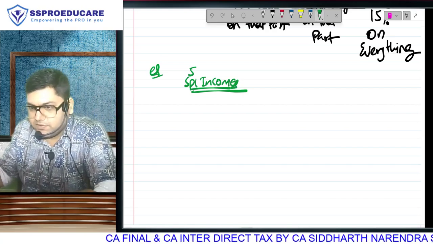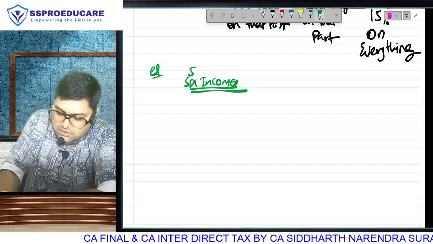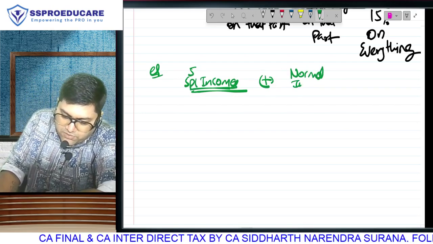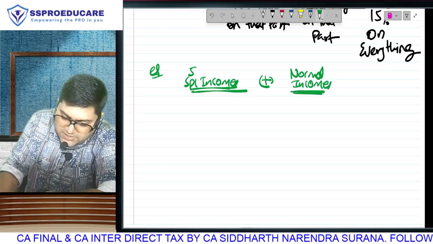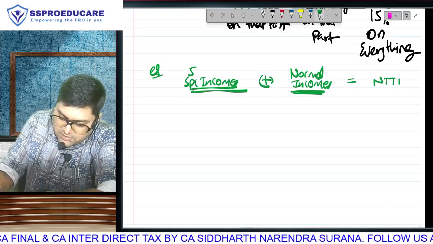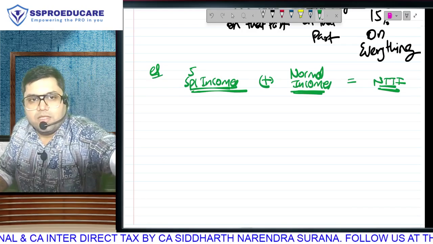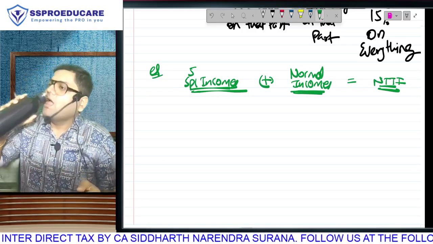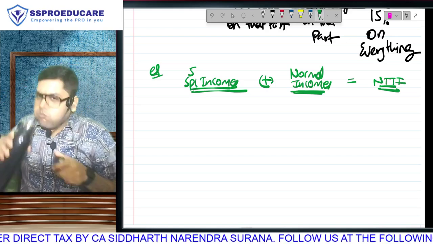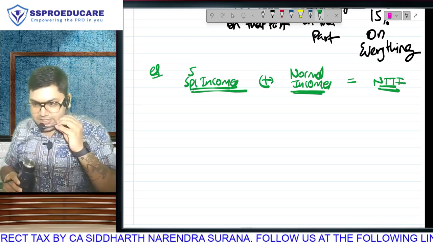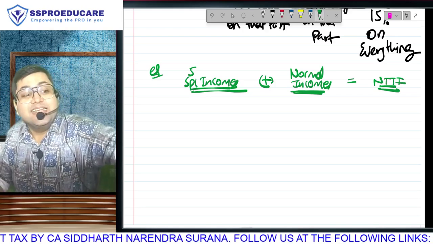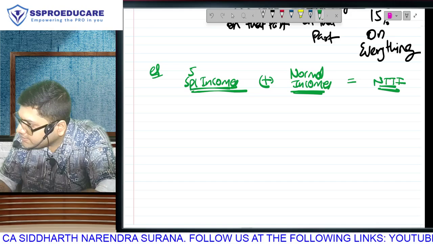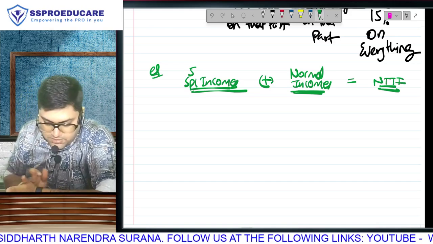111A, 112, 112A, dividend at 115A. Then we have normal income, or you can say other income. Do you understand? This total becomes my entity. Tax is calculated on entity, and the surcharge rate is decided on the basis of entity. Is this correct, everyone? Fantastic.